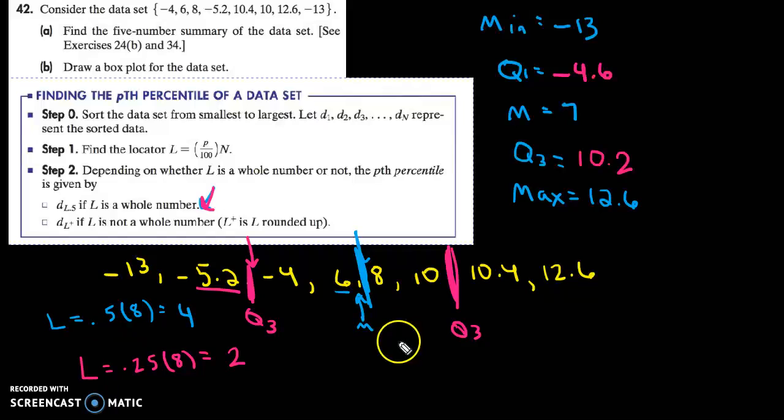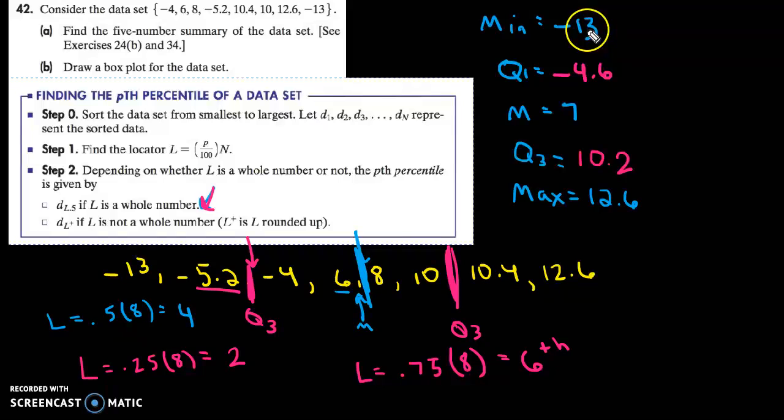And if we go all the way back to our method, if I go 75% of the way through a list of 8 things, my locator is telling me to take the 6th number, but because it's a whole number, I round up and take the 6.5 number, so halfway between 6 and 7. And that's the big thing about this percentile thing. When you get, let's say 6 as the locator, it doesn't mean that 6 is Q3. It means go to the 6th number. So that's why they're calling it the locator.